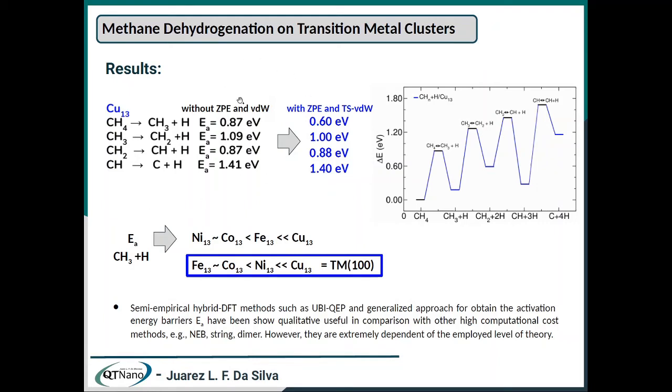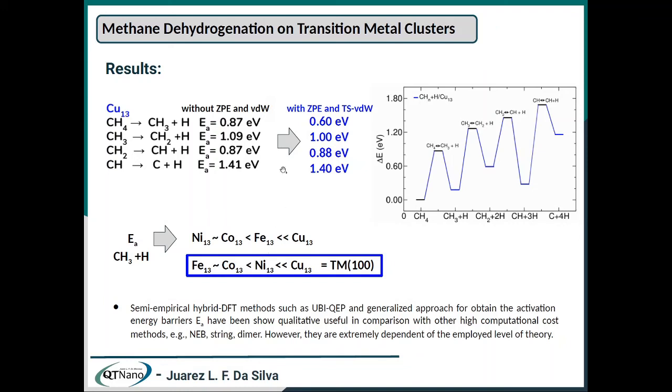And as we show here from the kinetic point of view, of course, the formation of C also has a greater energy barrier than CH3, CH2, and CH, which is also in agreement with previous studies. However, when we look at the first step of methane hydrogenation without ZPE and VDW corrections, we have a tendency where nickel and cobalt have almost the lowest energy barrier, followed by iron, while copper presents the highest energy barrier.